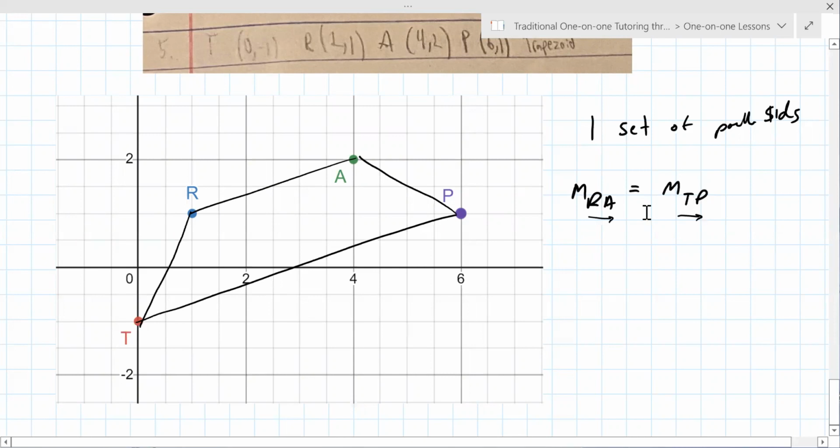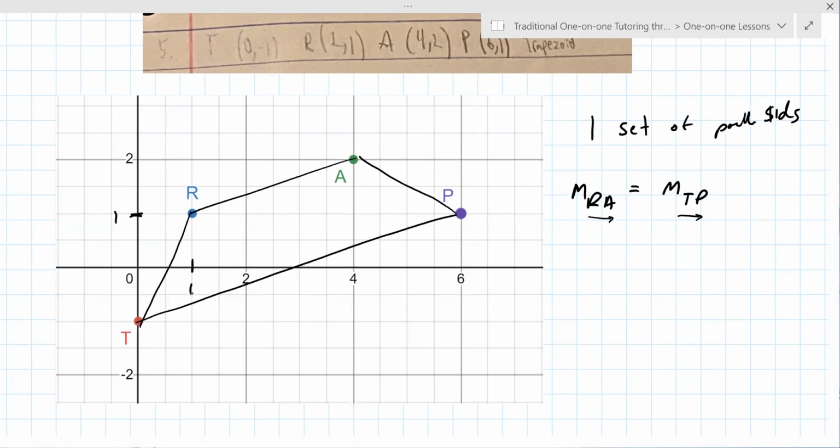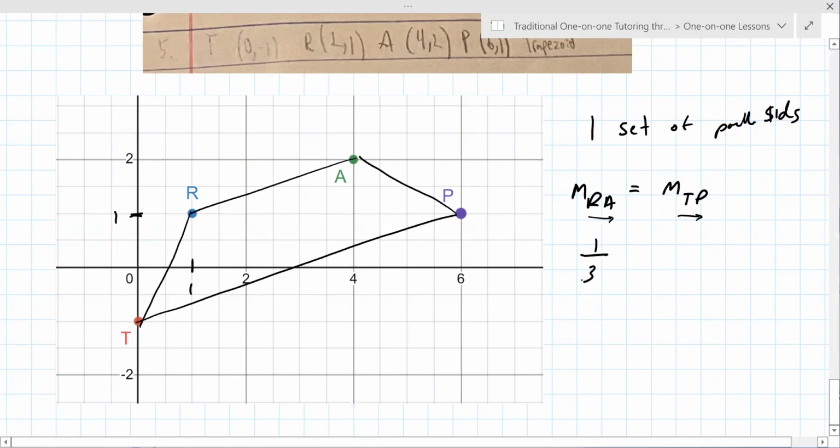Sorry, what? M to R? R to A, oh, sorry, my bad. R to A, yeah, that's right. This is 1, 1, by the way, and then you'd be moving over three to the right, and then one up. So one over three. Yes, it's rise over run. It's different than X and Y, so just keep that in mind.